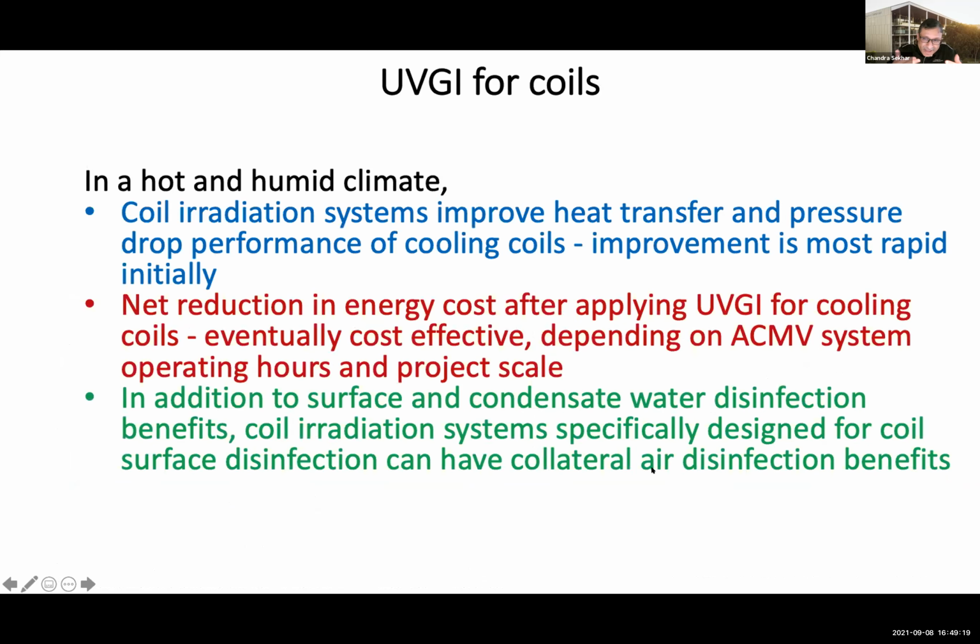And by the way, as we said at the time, in addition to surface and condensate water disinfection benefits, the coil irradiation systems also help us to keep airborne infectious aerosols mitigated. In other words, there is a collateral air disinfection benefit that we get from the UVGI system.